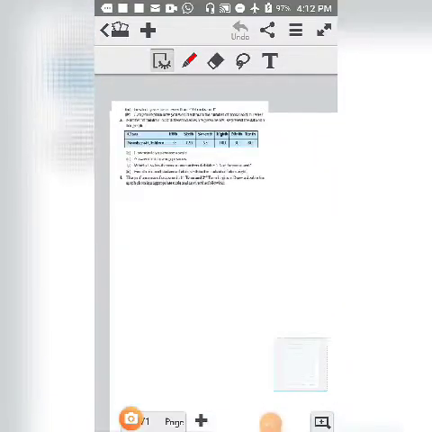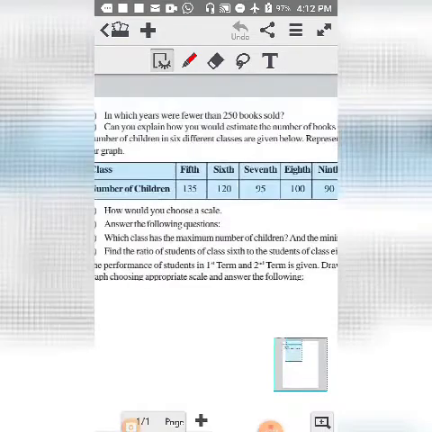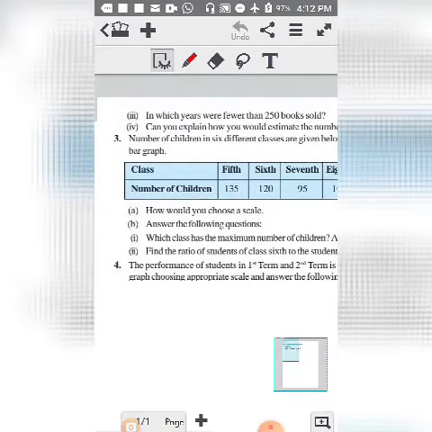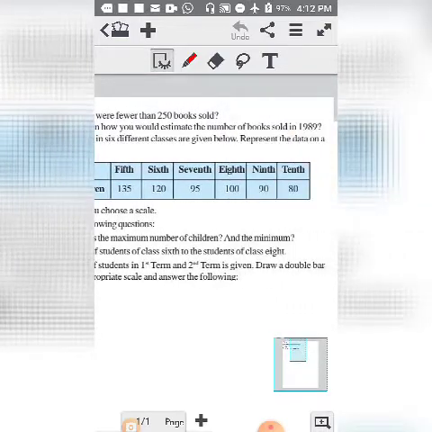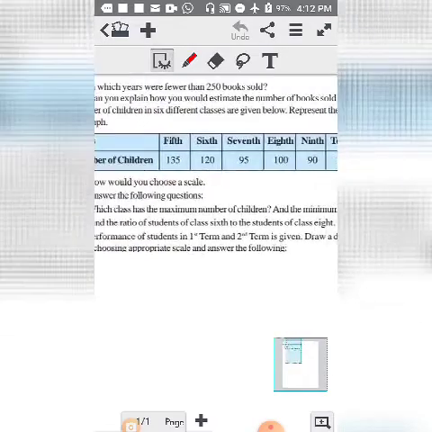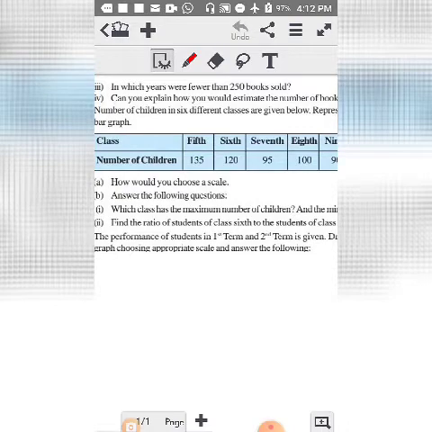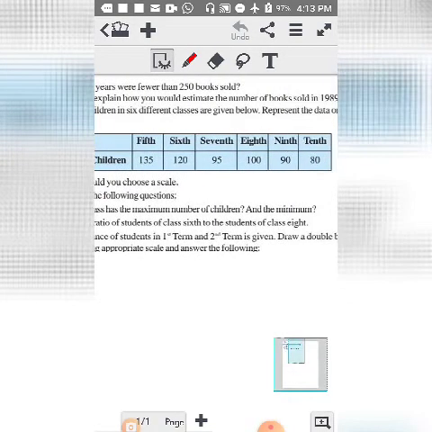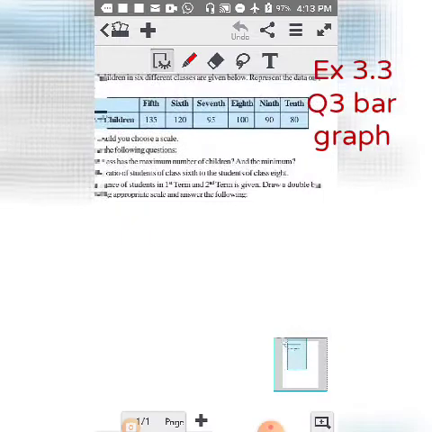Now children, question number 3 of this exercise. Question number 3, it is written: the number of children in 6 different classes are given and the classes are written, represent the data on the graph. And this information which is given is class 5th, 6th, 7th, 8th, 9th and the number of children are shown. You have to write this information in the form of a graph.